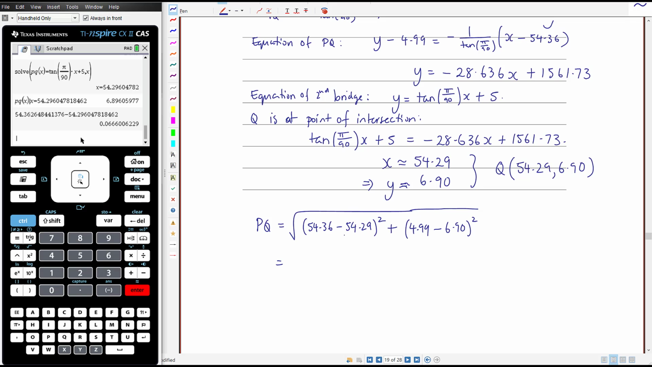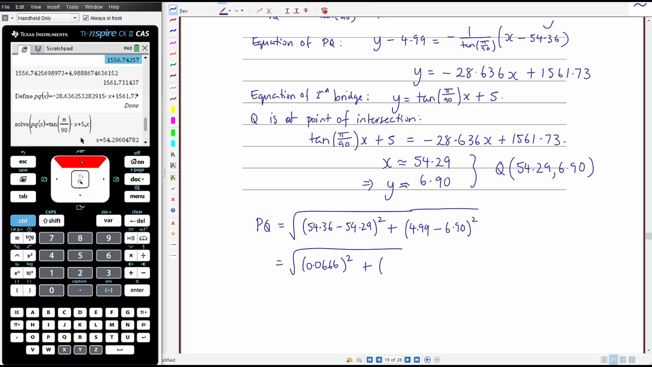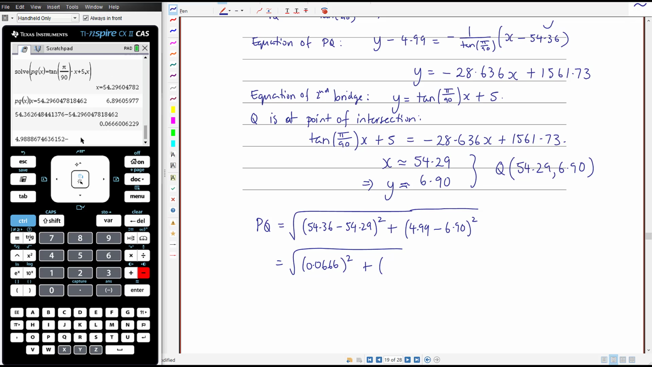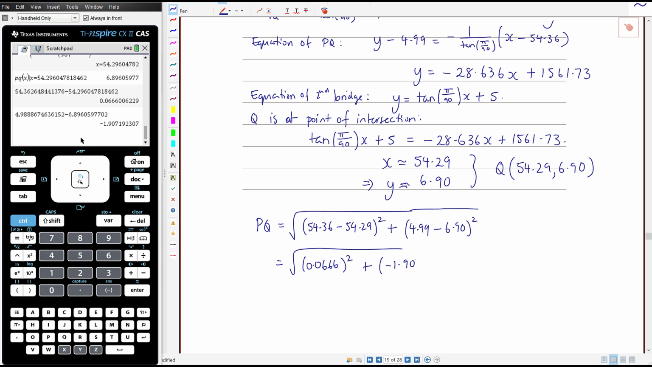Okay, so that's the square root of 0.0666 squared plus, I'm going to do the 4.99, which was up here, that minus that, negative 1.90719 squared.